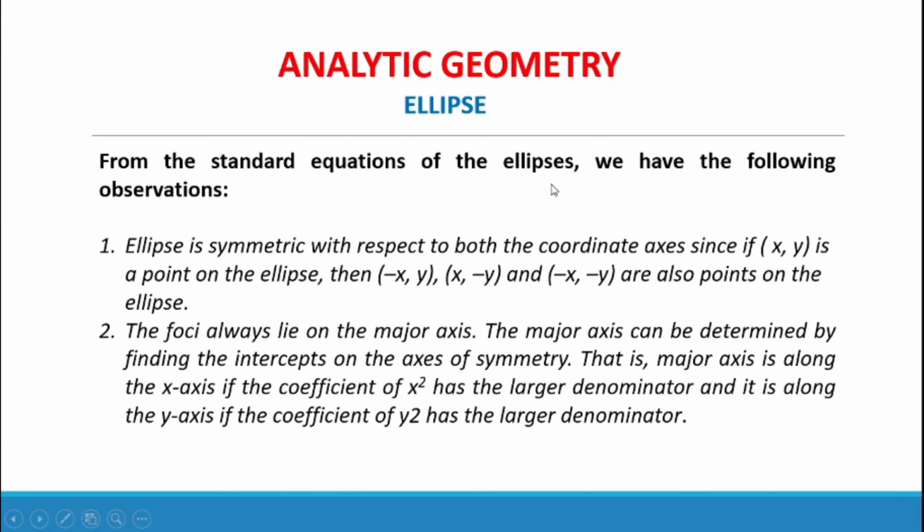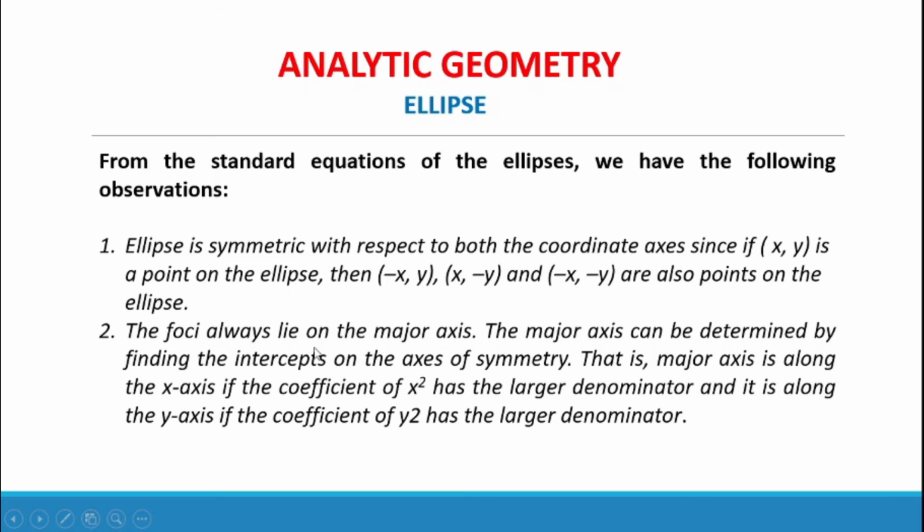From the standard equations of the ellipses, we have the following observations. First, the ellipse is symmetric with respect to both coordinate axes, since if (x, y) is a point on the ellipse, then (negative x, y), (x, negative y), and (negative x, negative y) are also points on the ellipse.